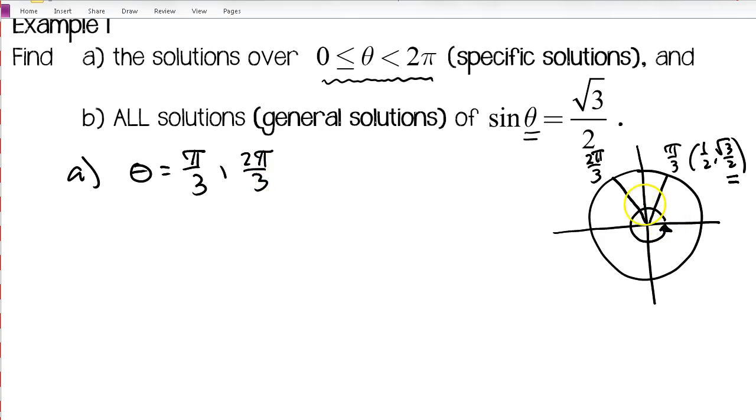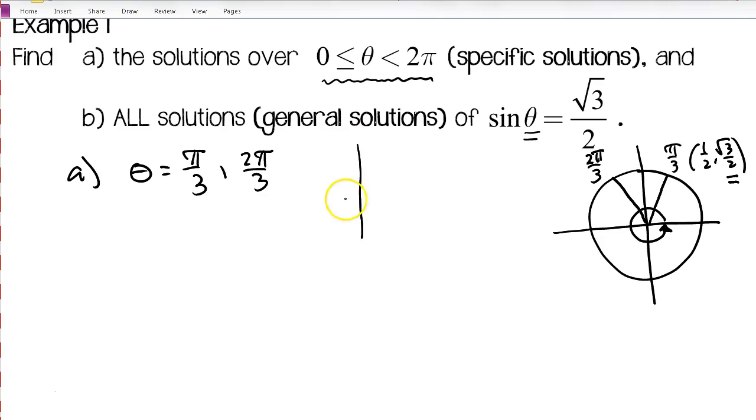So as I go around one full revolution, at pi/3 and 2 pi/3, both of those angles have a sine of root 3 over 2. So these would be my specific solutions over the interval from 0 to 2 pi.